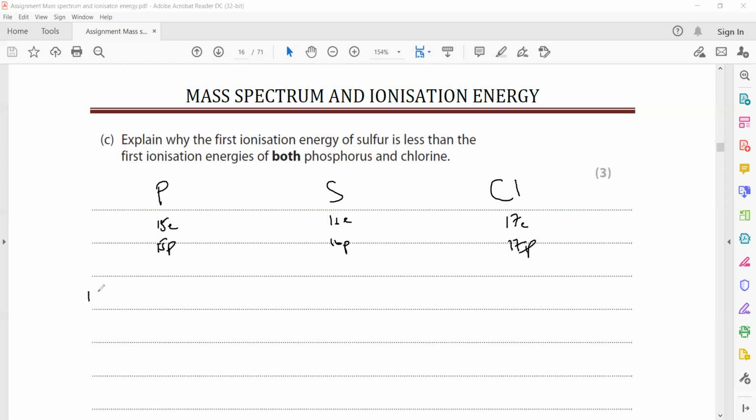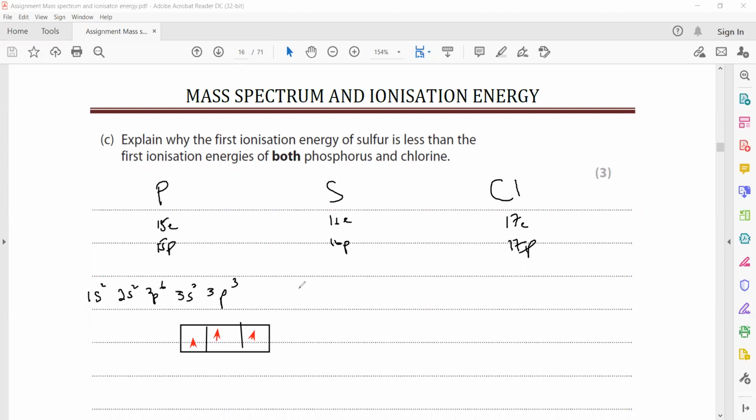So when we write for phosphorus, 1s2, 2s2, 2p6, 3s2, 3p3. In the p subshell, when they occupy the orbitals, they will occupy singly in phosphorus. So there is less repulsion between the electrons. But in the case of sulfur, what happened?